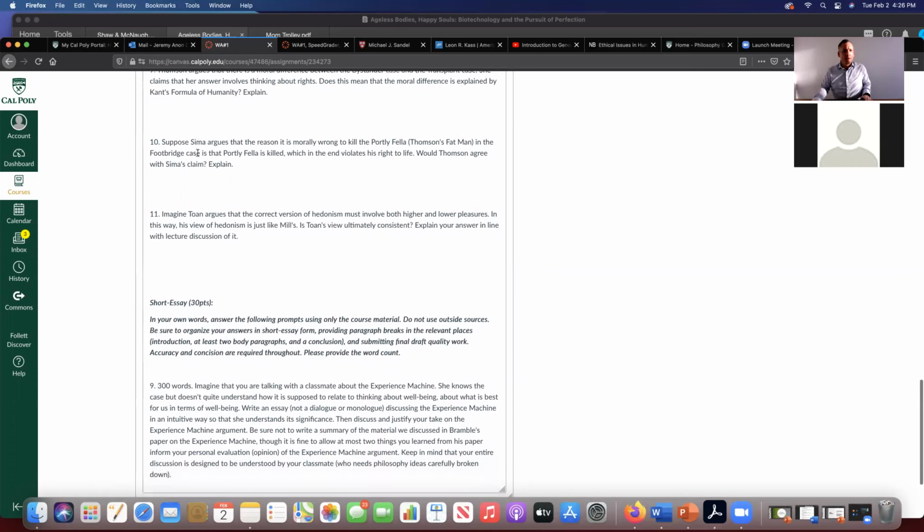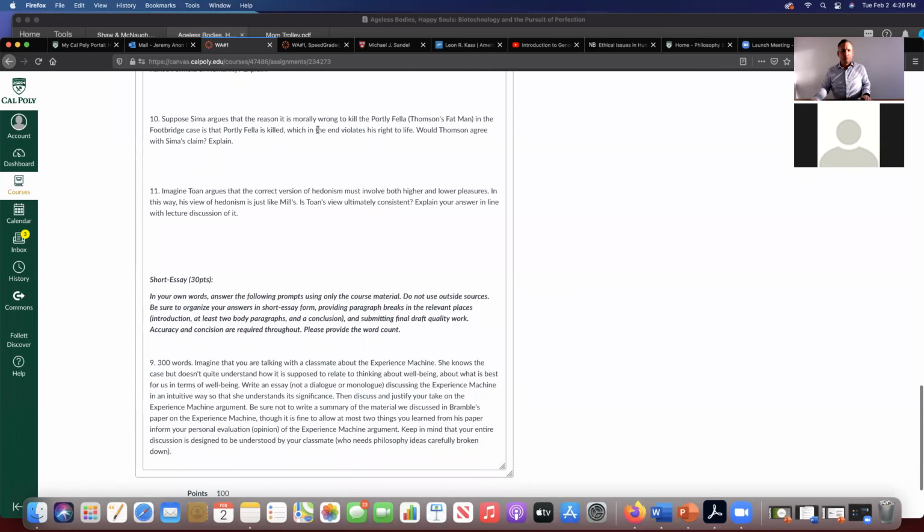Number 10, suppose Seema argues that the reason it is morally wrong to kill the portly fella, Thompson's fat man in the footbridge case, is that the portly fella is killed, which in the end violates his right to life. So the right to life being violated would ultimately be the explanation for the moral wrongness of killing the portly fella, as we called it, in the footbridge case. Would Thompson agree with Seema's claim? Explain. I was a little lenient on this one, but the answer is no, she wouldn't agree with Seema's claim here.